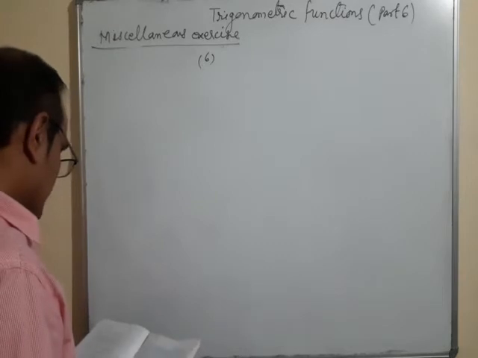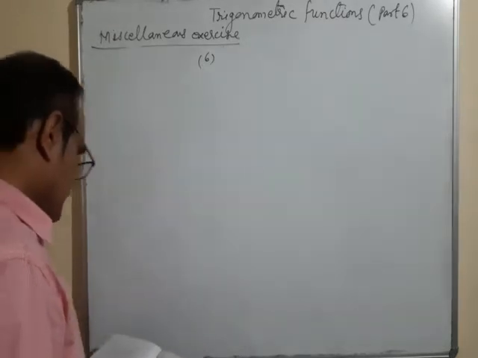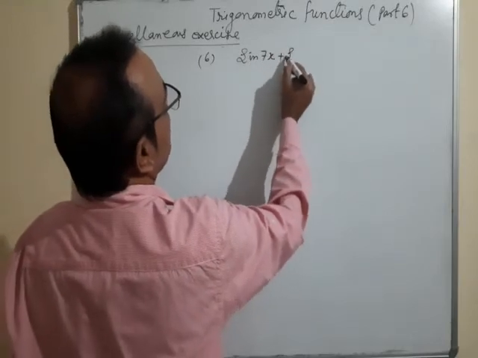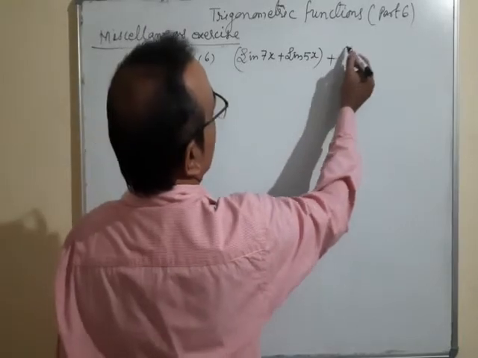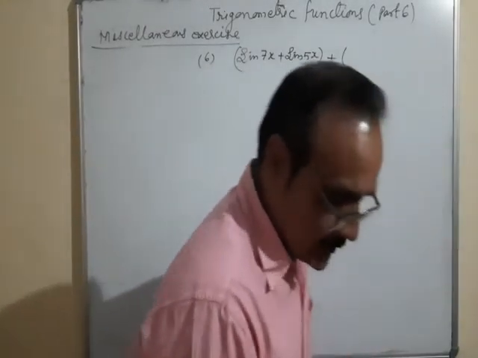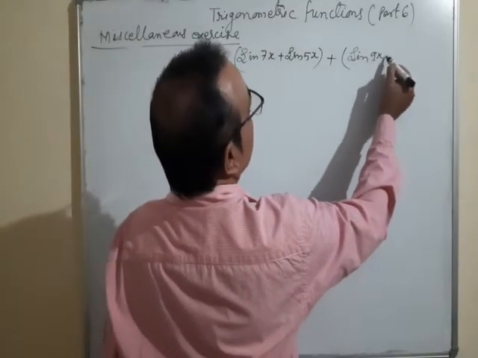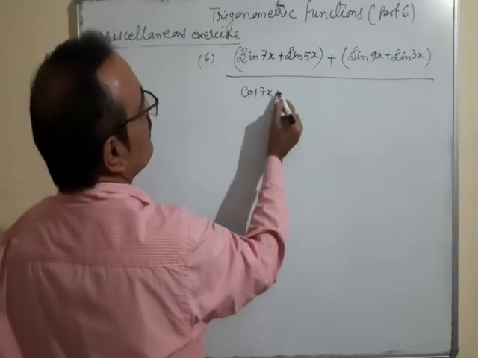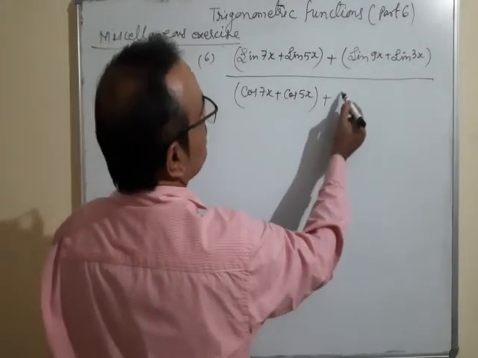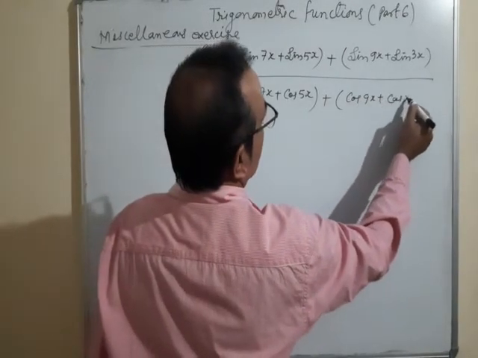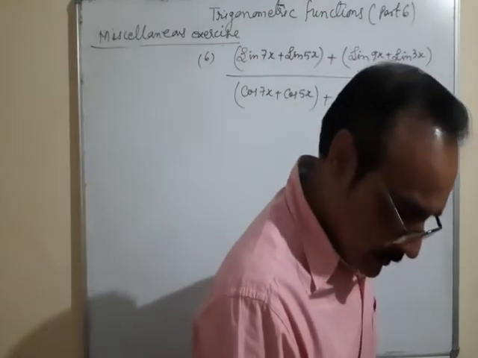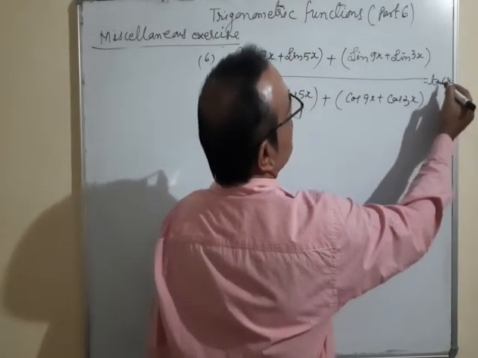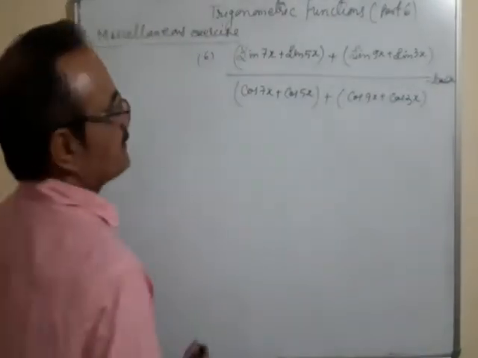What is it? (sin 7x plus sin 5x) plus (sin 9x plus sin 3x) upon (cos 7x plus cos 5x) plus (cos 9x plus cos 3x) is equal to tan 6x. We have to prove it is equal to tan 6x.